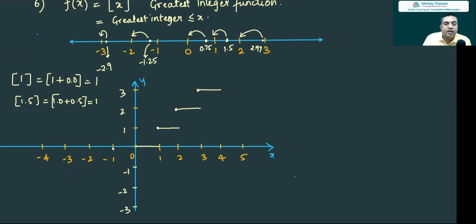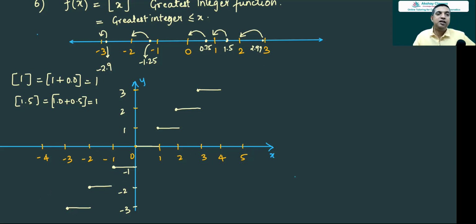Now coming to when it lies between minus 1 and 0, say minus 0.25, then the step will be minus 1. And at minus 1, it is minus 1. Then between minus 2 and minus 1, you get this. Between minus 3 and minus 2, you get minus 3 and so on. So this looks like a step. That's why it is called a step function, or the greatest integer function, or the integral part function.